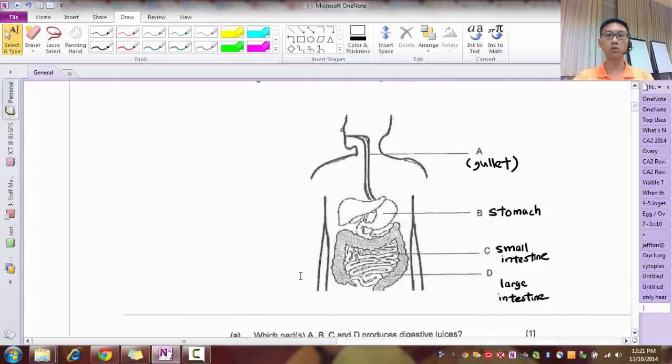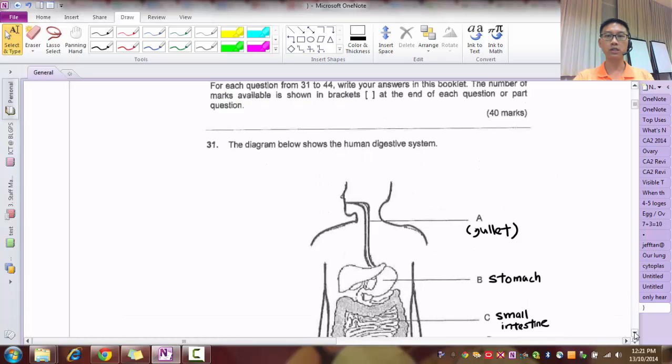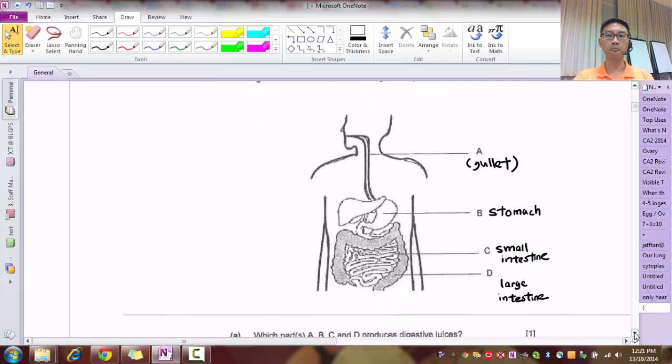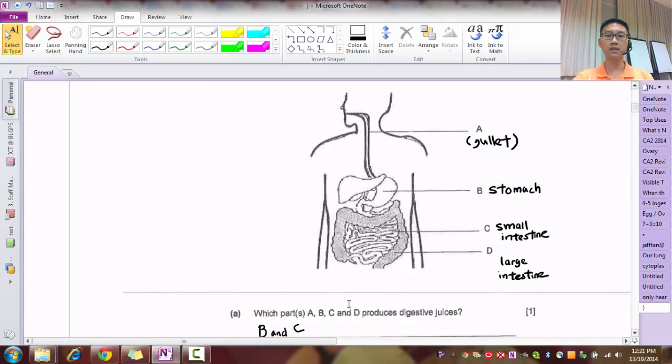Now let's look at question 31. The diagram below shows the human digestive system. Which parts, A, B, C, D, produce digestive juices? The first thing you need to do is to identify A, B, C and D. A is the gullet, B is the stomach, C is the small intestine, and D is your large intestine.